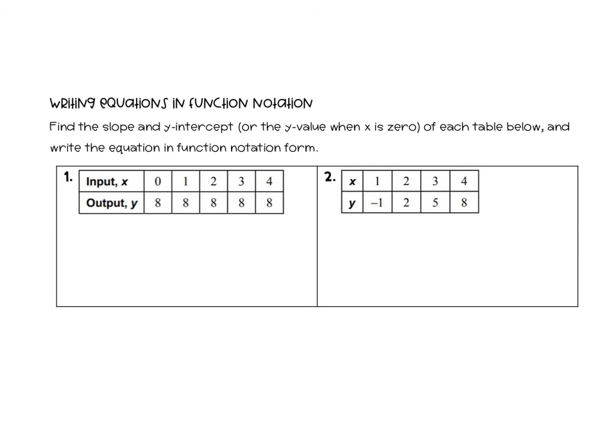Okay, and last part for today. So writing equations in function notation. So we're still using our format f of x equals mx plus b, all right? But we have to find some of these things. So find the slope and y-intercept. So on each of these, I'm going to write m equals and b equals. And then we'll fill in our equation.